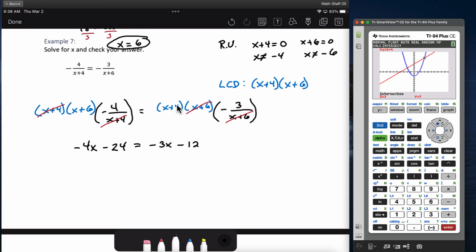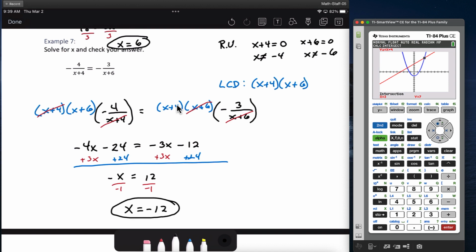From here, move all variables to the left side. So I'll add 3x to both sides. Move constants to the left side. So we'll add 24. And when we simplify this, we get negative x equals 12. Divide by negative 1. And x is equal to negative 12.